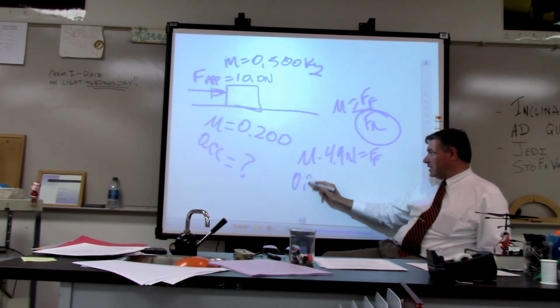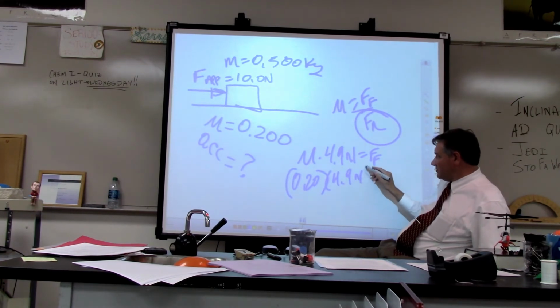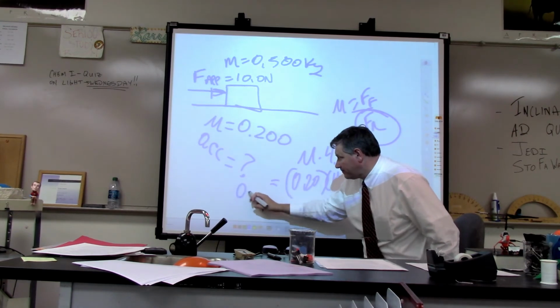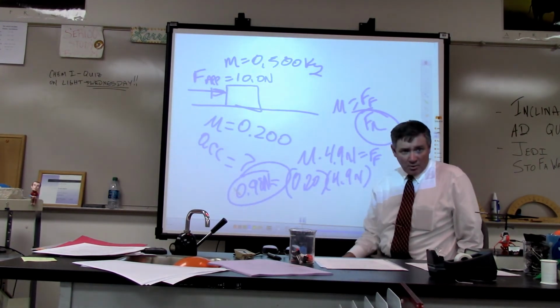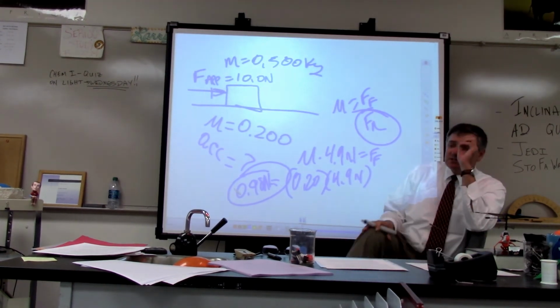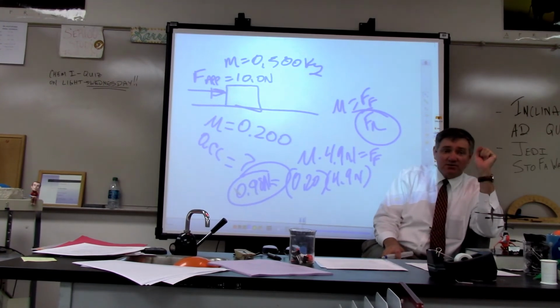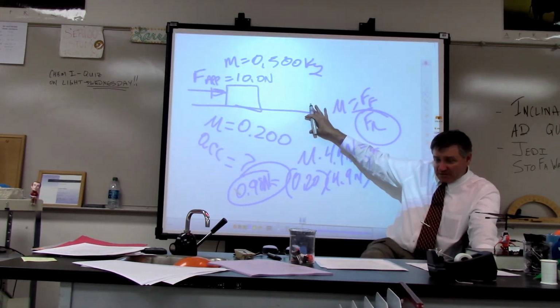So somebody take 0.2 times 4.9 newtons. What do you get? What'd you get? 0.98. So here's the setup. This is 0.98 newtons. So this is why it is so important that you make a quick sketch so you know what's going on. I got an applied force of 10 newtons.